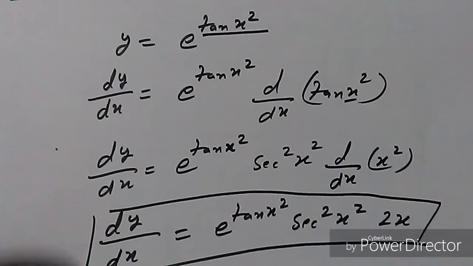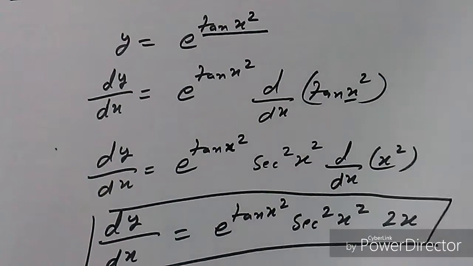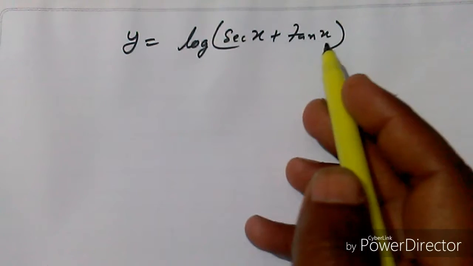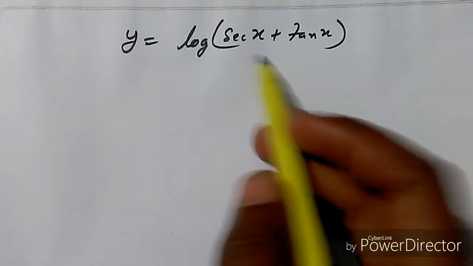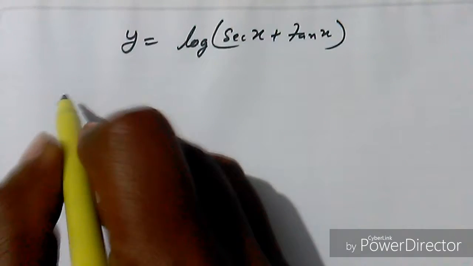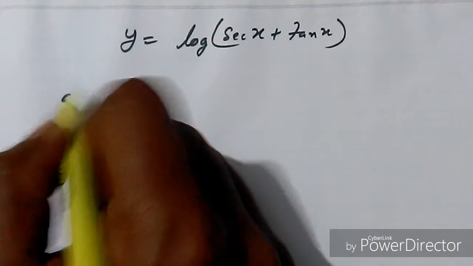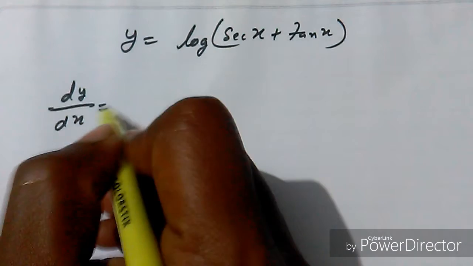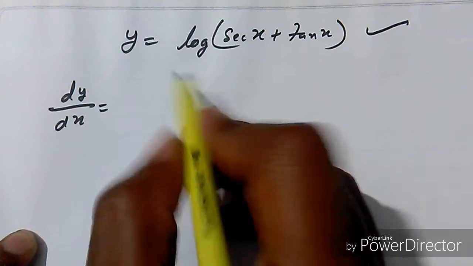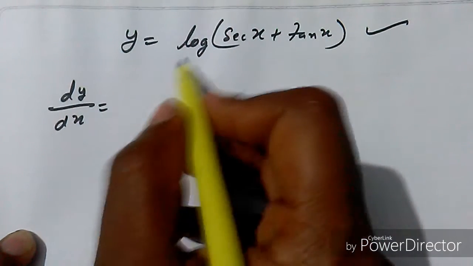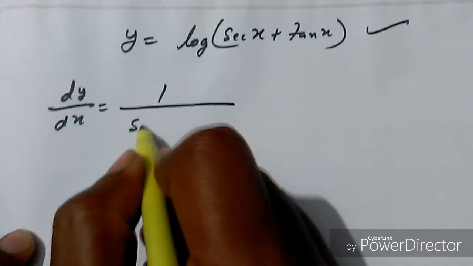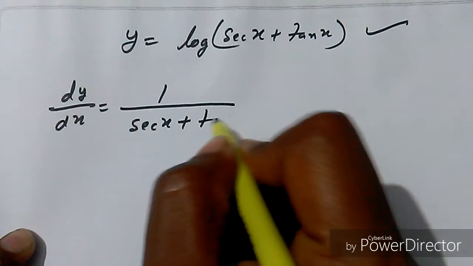That is the complete derivative. Okay my friends, now we see the next example. The next example is y is equal to log of sec x plus tan x. Now in this equation sec x and tan x both come together, and we see how we differentiate it. dy by dx, first of all there is a logarithmic function. The derivative of log is 1 by sec x plus tan x.